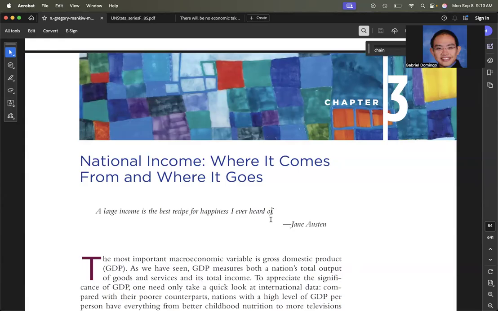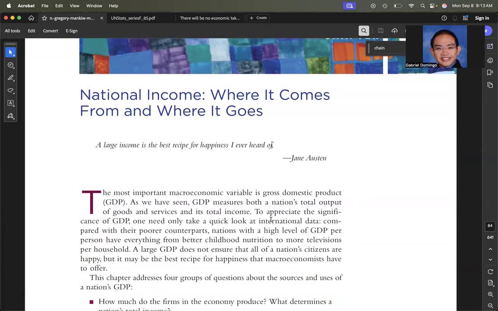This is chapter 3, at least the first few pages of chapter 3, and we jump straight into the theory after having learned some concepts about macro statistics. So, national income, where it comes from and where it goes.